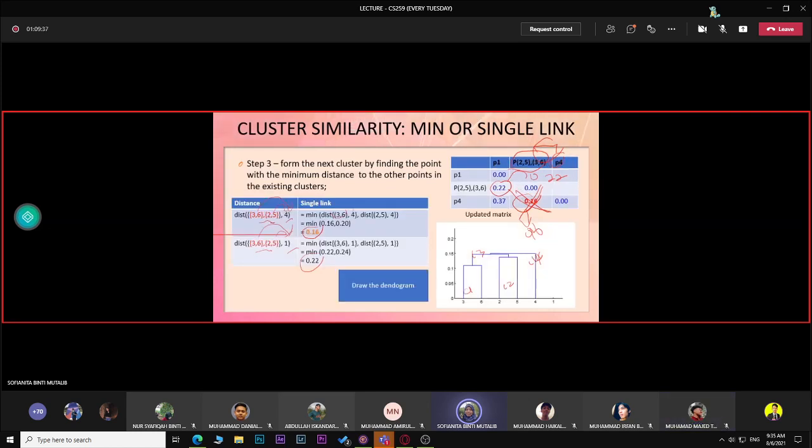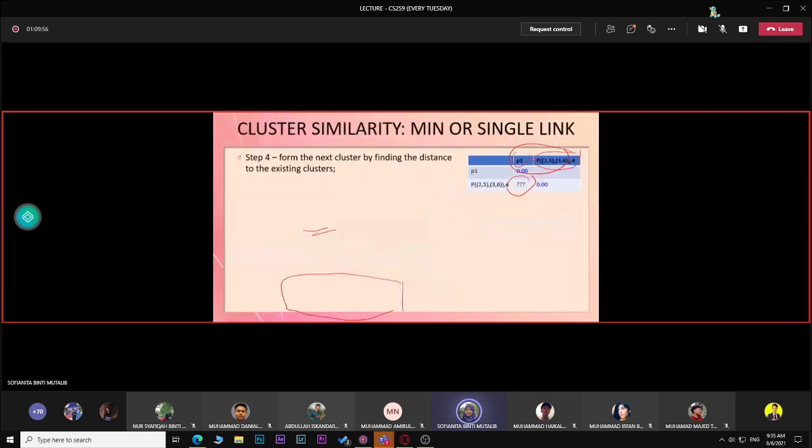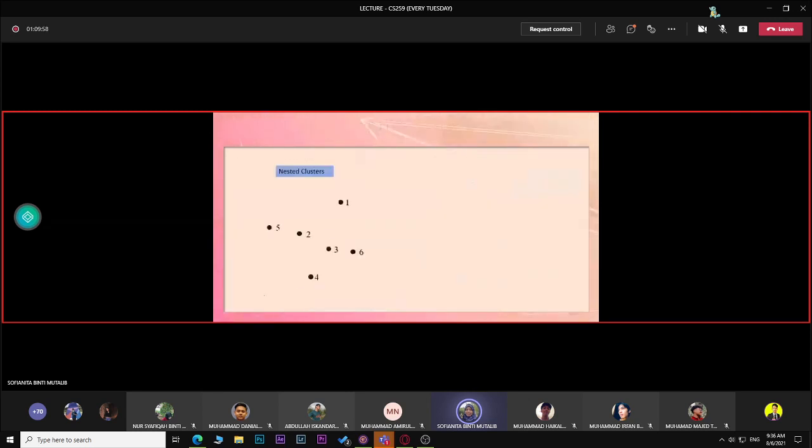So it's very important for us to understand the process of updating the matrix, because this information will be used for us to determine the distance itself. Right, so let's see how the nested cluster is formed. This will be an illustration of that.